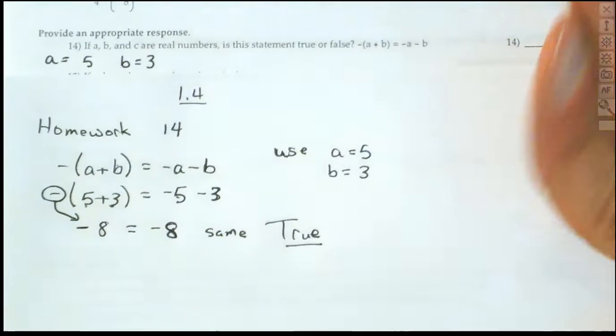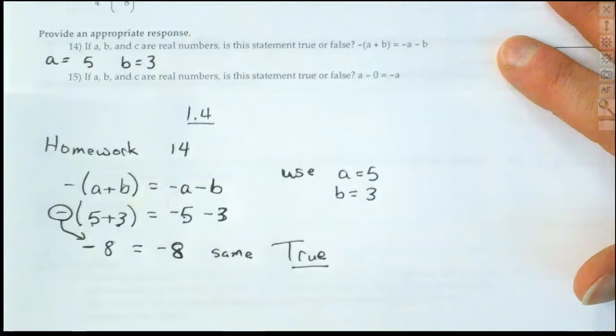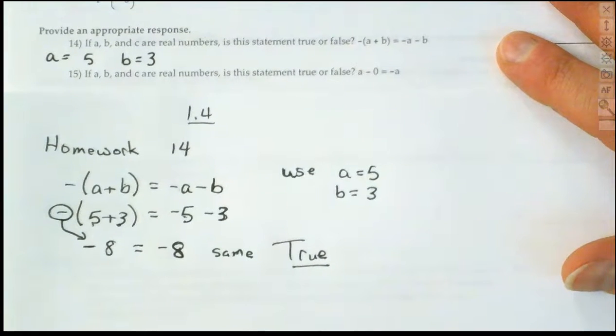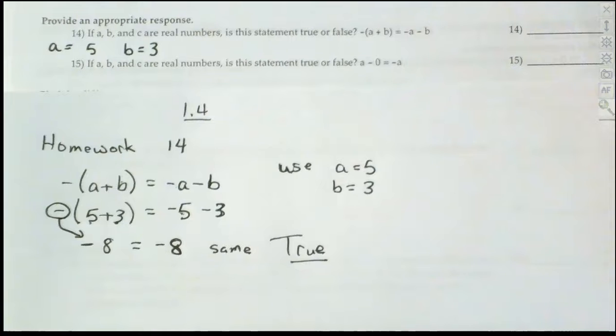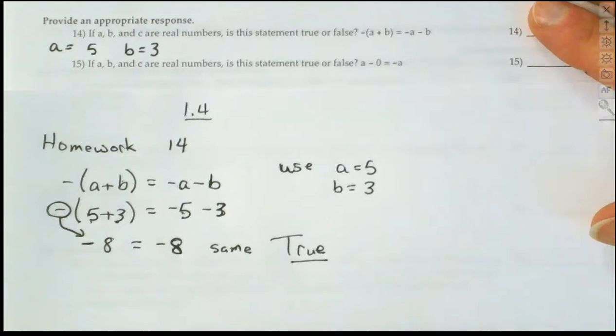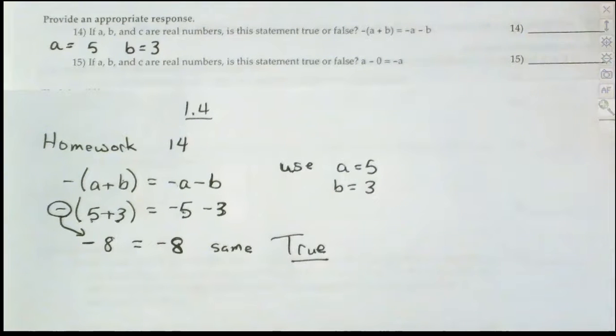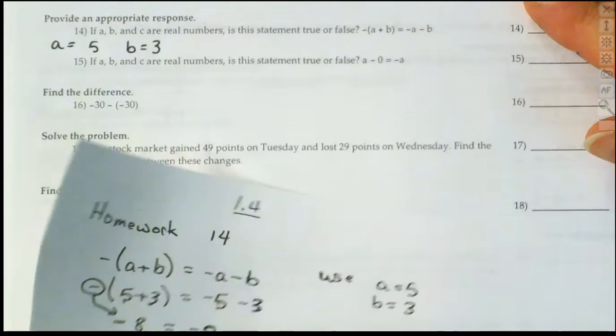These are the same, so this would then be what? True. You're going to do the same process for question 15. You just have to think about 0 and how that works, and it may or may not be true. But plug in a value for A and see if it comes out to be the same. If it's the same, it's true. If it's not, then it's false.